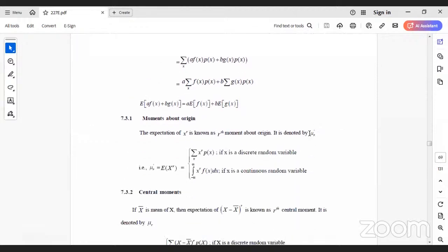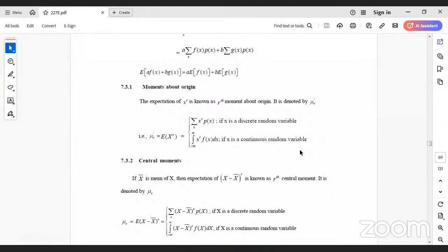Next, moments about the origin. The expectation of x power r is known as the rth moment about the origin. It is denoted by mu r dash, that is E of x power r. Summation of x power r P of x, if x is a discrete random variable. Again, integration from minus infinity to infinity of x power r f of x dx, if x is a continuous random variable. You know that summation is taken for a discrete random variable, and integration from minus infinity to infinity is taken for a continuous random variable.